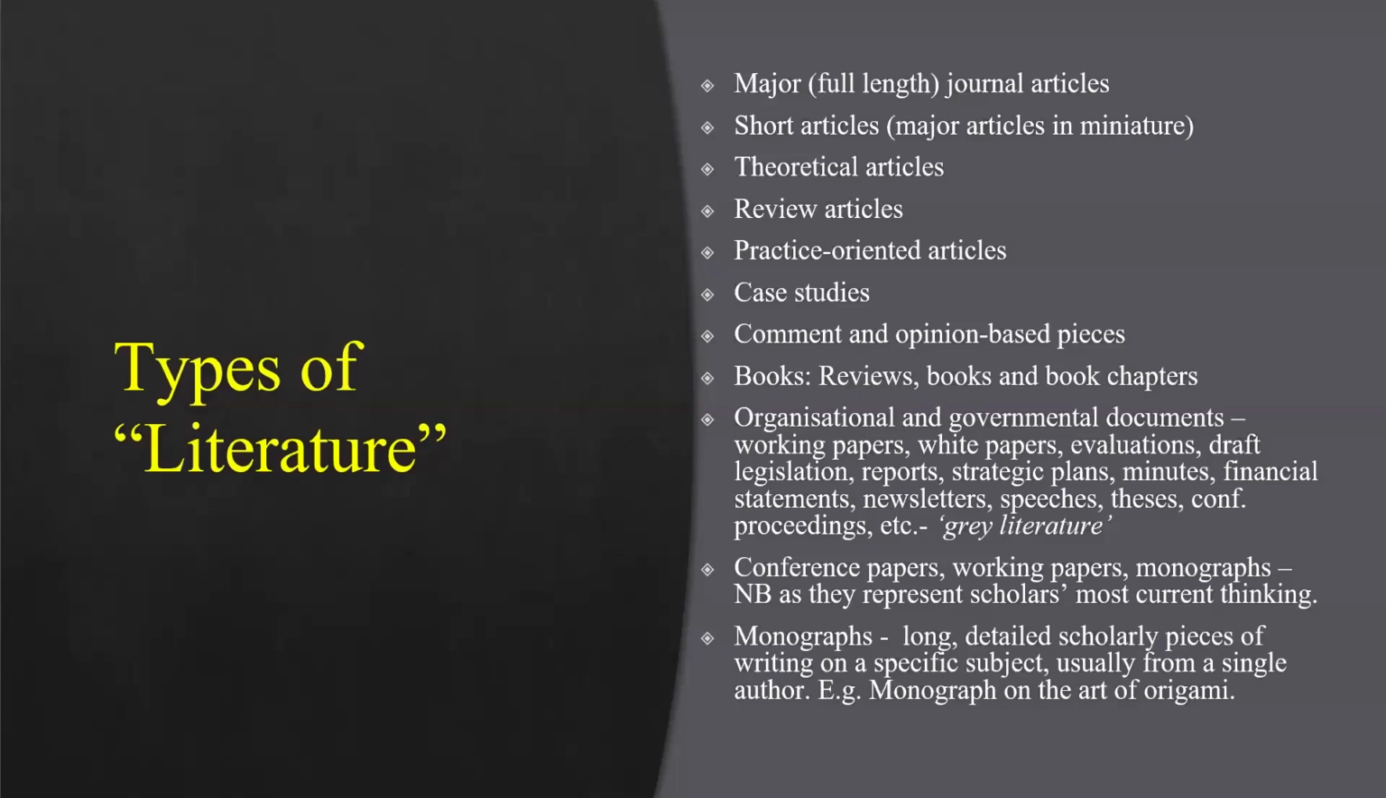And then we have this category of information, which is known as gray literature. It includes things like organizational and governmental documents, working papers, white papers, evaluations, reports, strategic plans, minutes, newsletters, financial statements. This is especially relevant if you are working on a study that relates to a particular organization or institution, and you need to have these kinds of information in there so that the reader or examiner knows about that particular institution or organization. And the only way to get that information is through sources such as these included here.